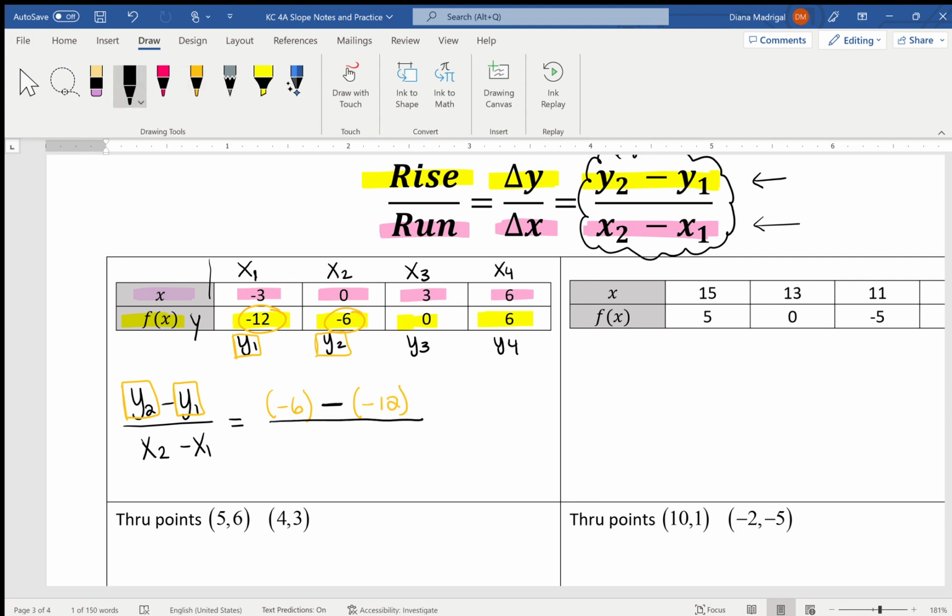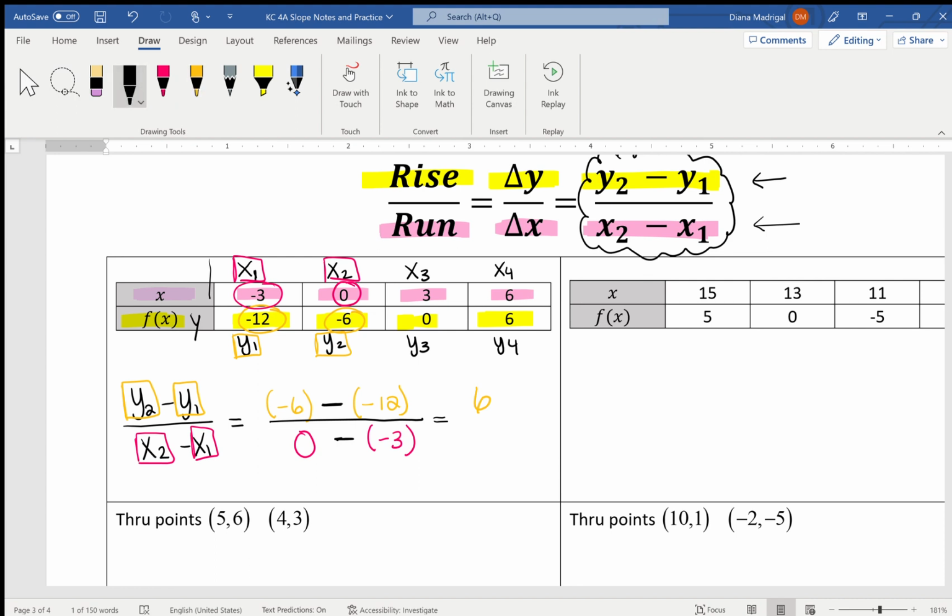All right, over, and I'm going to the x values. x2. x2 is up here. What number is that? 0. Minus, okay, x1 is right here, and again, minus x1. What number is that? -3. I put that in parentheses because it's a negative number. And all you have to do now is do the math. -6 minus -12 is going to be +6.